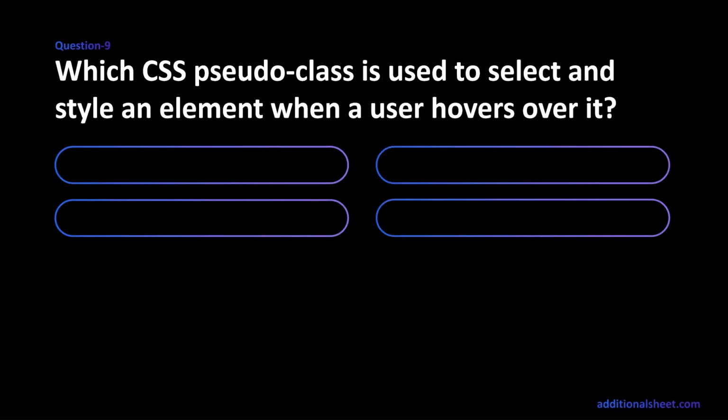Q9. Which CSS pseudoclass is used to select and style an element when a user hovers over it? Options are A. Hover, B. Active, C. Focus, D. Visited.